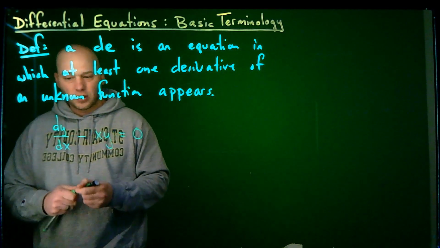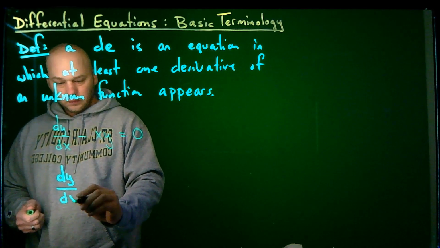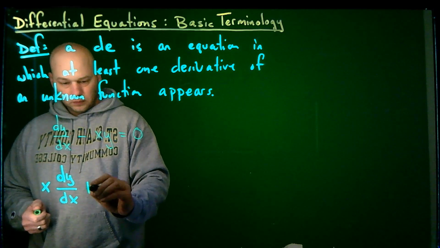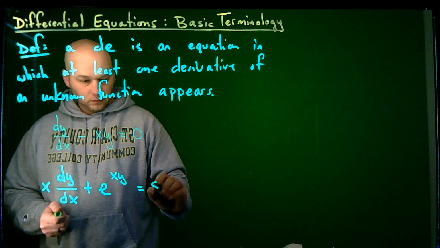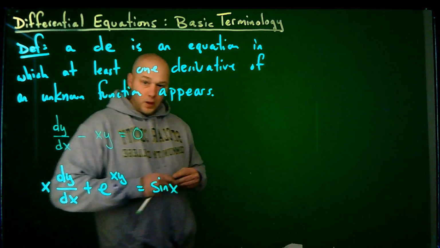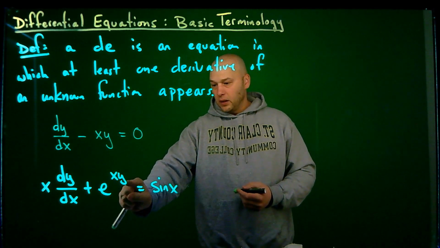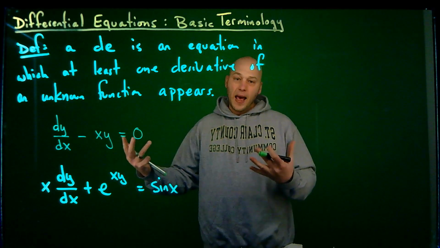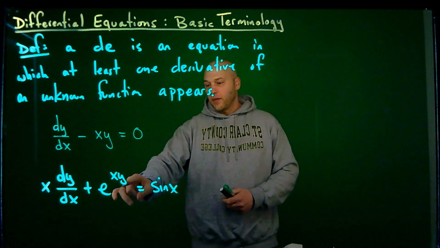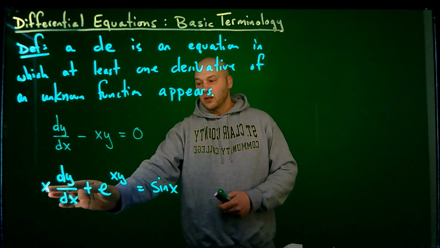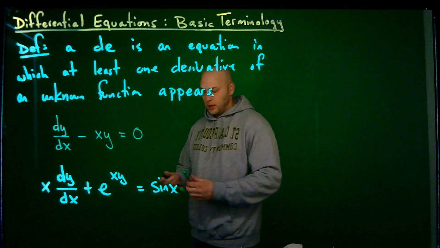Here's another differential equation. So this has two variables, x and y. Notice that not only does the function y appear, but it doesn't have to, we could just have dy dx equals x, and that would be a differential equation. But I have the unknown function and its derivative, and the most important part is that I have the derivative of that unknown function appearing.